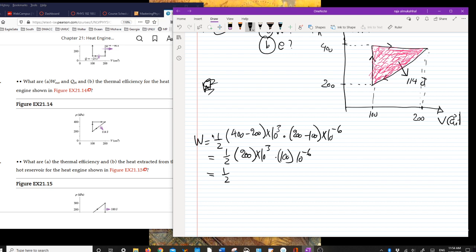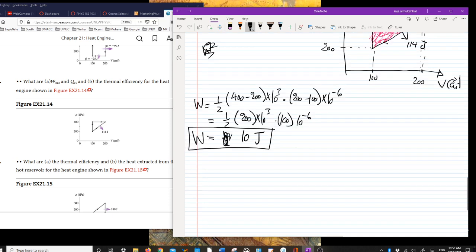Times 0.5. Yep, we got the same answer. Okay, good. So what we get is 10 joule. There we go. I think I did it right. I don't know how I did it in my notes, it looks very different. But anyway, there we go. So we got the work is equal to 10 joule.